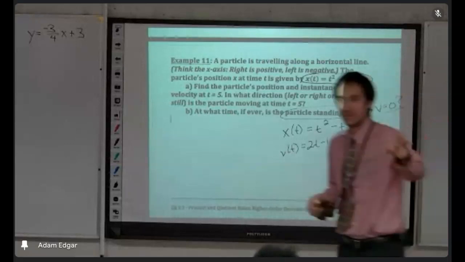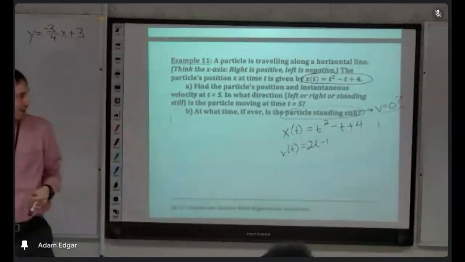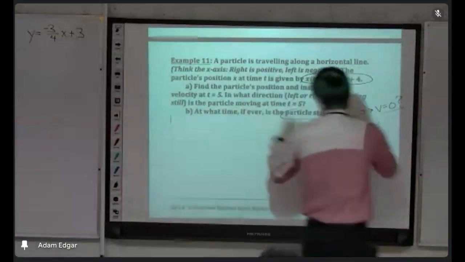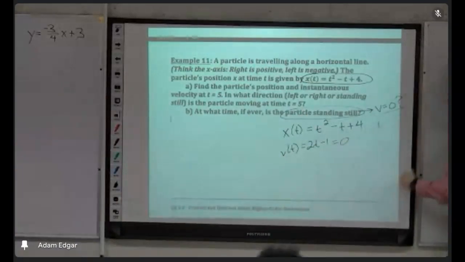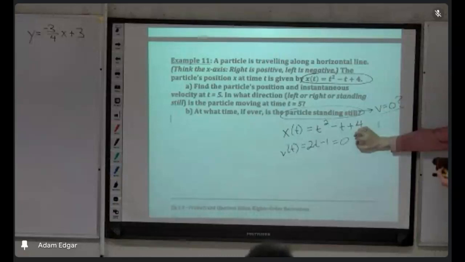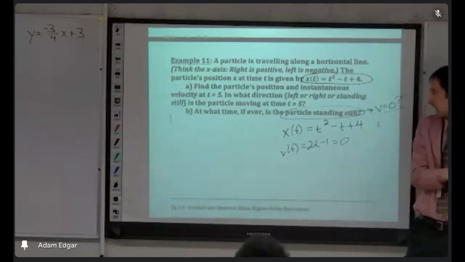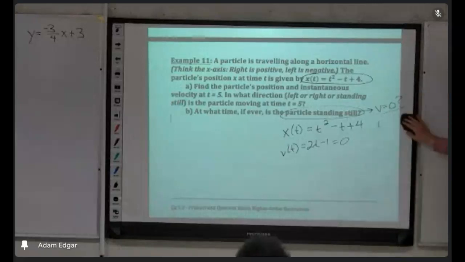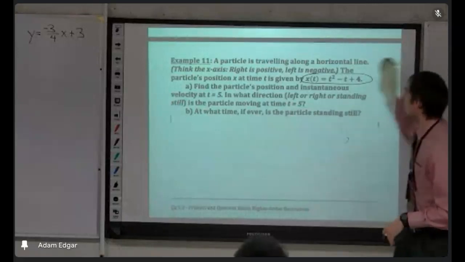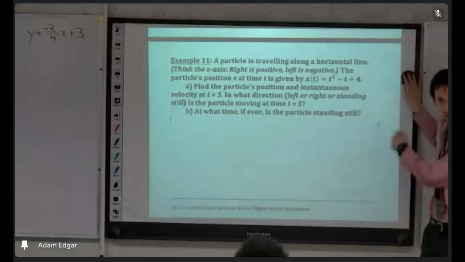Yes. So you just say, all right, particle standing still means the velocity is 0, set velocity to 0, solve for t, and t is 1/2. So at 1/2 of our time units, seconds, minutes, hours, whatever it is, we're standing still. Now, that might just be for a moment. Maybe we're changing direction at this time, and we're about to move back to the right, and we're moving to the left or something. But that's what that is. Any questions to follow that up now that I've erased everything?